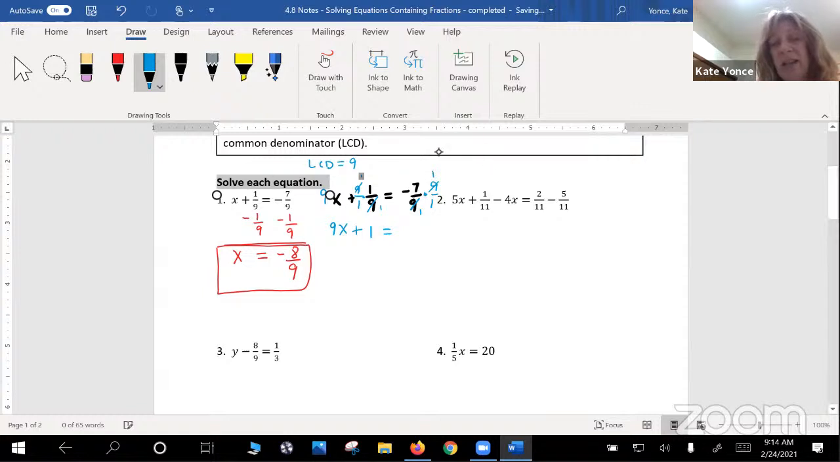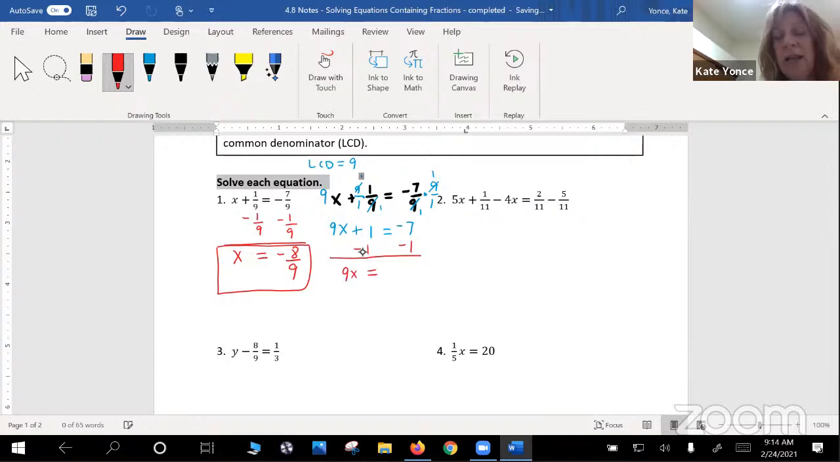And the whole reason why I picked an LCD was because I picked a number that all of my denominators will become 1s. They'll go into it. So now I just have -7. So on that very first step, I now don't have fractions I have to deal with. Then we would just subtract the 1. So I would have 9x equals, and -7 and -1 is -8. And then my last step would be divide by that 9. And see, I'm going to get the same answer that I got right here. I'm getting -8/9 that way as well.